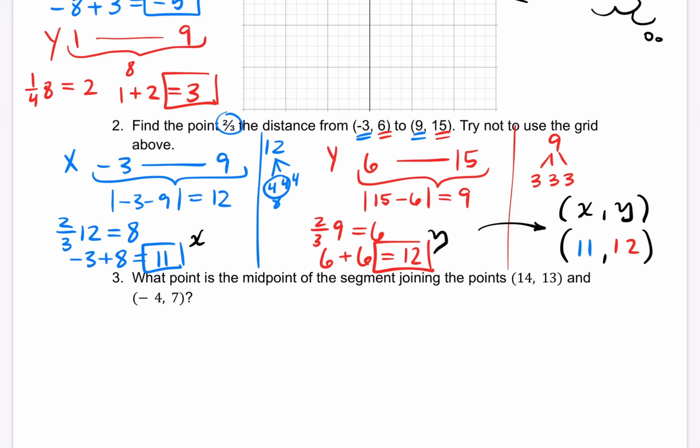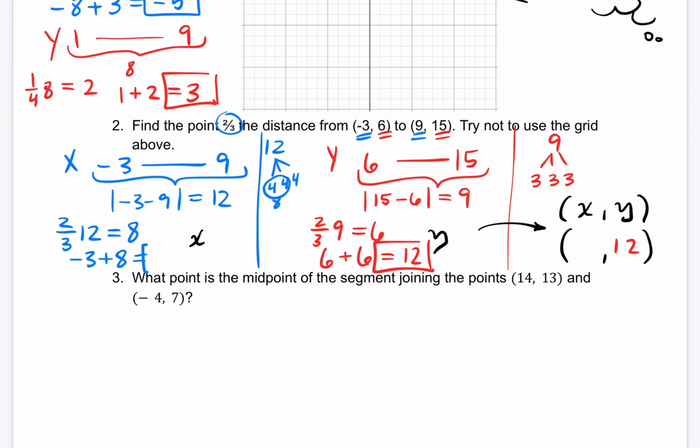The number 11, whoa. No, guys, I'm so sorry. Go back to 11. You guys may have caught this already. Here's a mistake. Guys, what is -3 plus 8? It's not 11. I'm crazy.